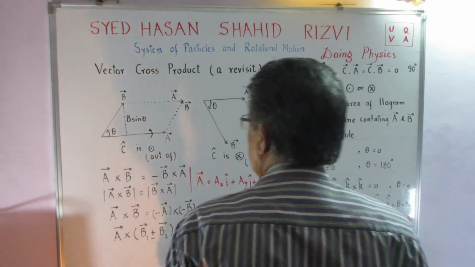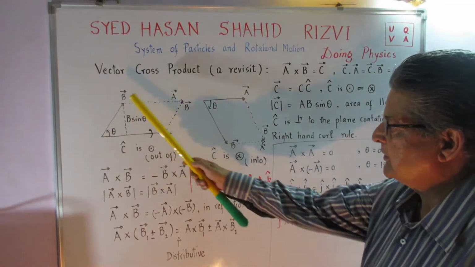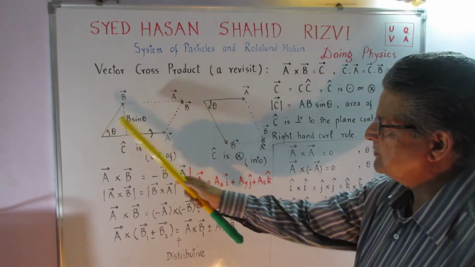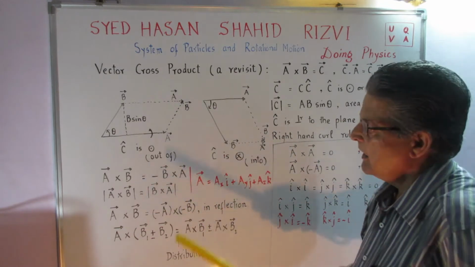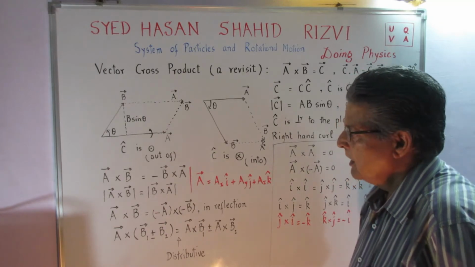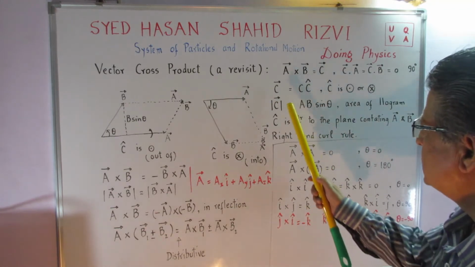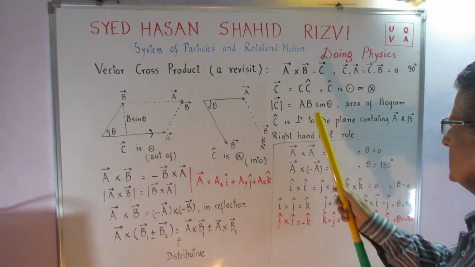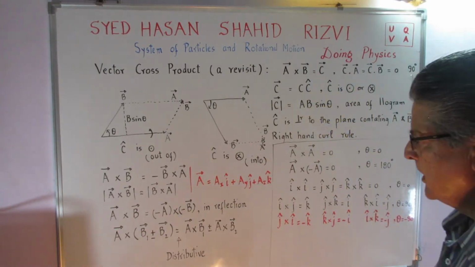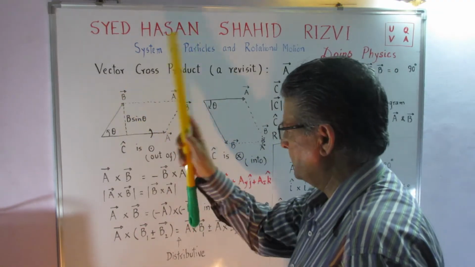So in this case I am just drawing vector A over here and vector B over here, and translating this vector A from here to here and the vector B from here to here. Okay, what I find is that we have a parallelogram. We find that the magnitude of this vector C, or the magnitude of the cross product of the two vectors, is equal to AB sine theta, which is the area of the parallelogram made by the vectors A and B.